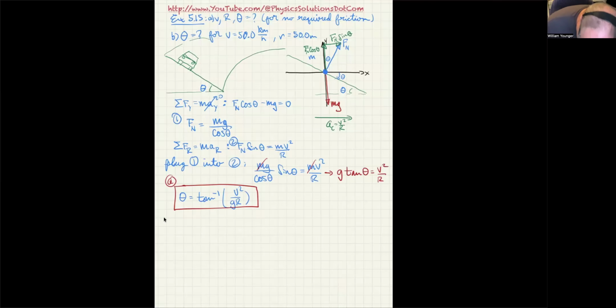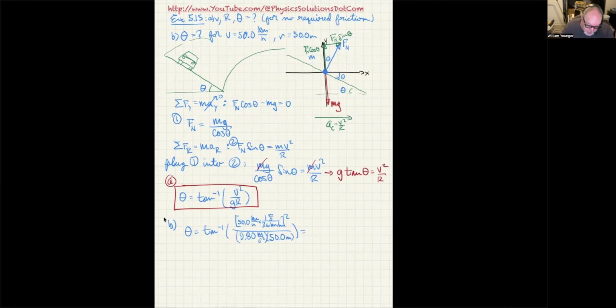So now for part B, I say theta is equal to the tangent inverse of v squared over g r. That's going to be 50.0 kilometers per hour times 1 meter per second per 3.6 kilometers per hour. That's the conversion factor. So I'm going to square that and divide that by 9.80 meters per second squared times 50.0 meters. And you can see that the units cancel out to give me nothing.